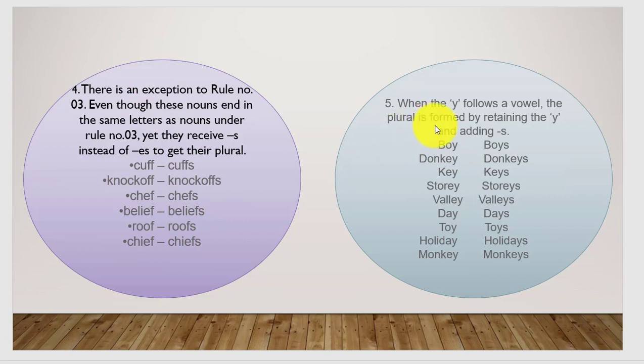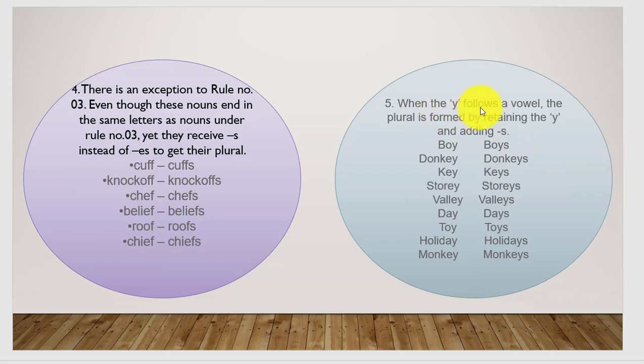The next one is when the y follows a vowel. The plural is formed by retaining the y and adding an s. So remember this rule: if y follows a vowel, that is, a vowel comes before and then it is followed by a y sound, in that case we only add s to get the plural of such nouns.